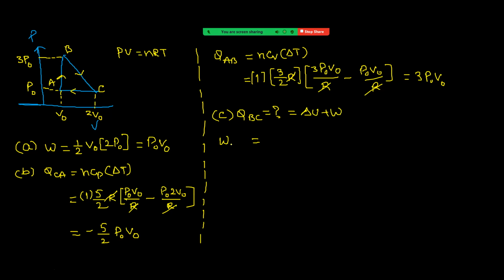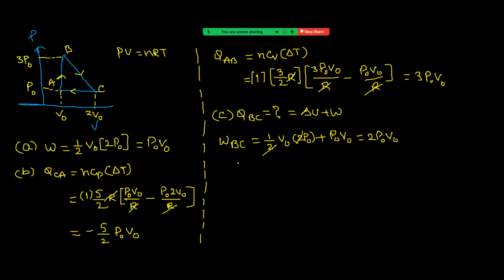For B to C, work done: how much? It is equal to the area under the graph. That means triangle plus rectangle. So coming to the area of triangle, half base height equals P naught V naught. Plus, coming to the rectangle, it is P naught into V naught. So work done is equal to 2 P naught V naught.